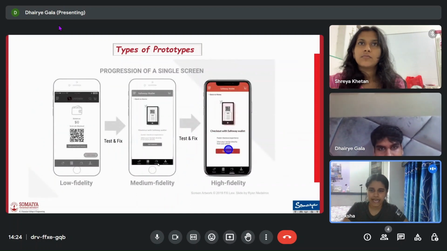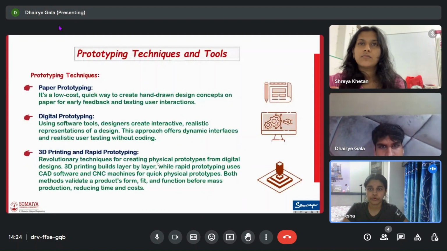Now, here is an example of a mobile app in the low fidelity, medium fidelity, and high fidelity prototypes. Now moving on to the prototyping techniques and tools. First, we'll talk about prototyping techniques. So first one is paper prototyping. It's a low cost, quick way to create hand-drawn design concepts on paper for early feedback and testing user interactions.